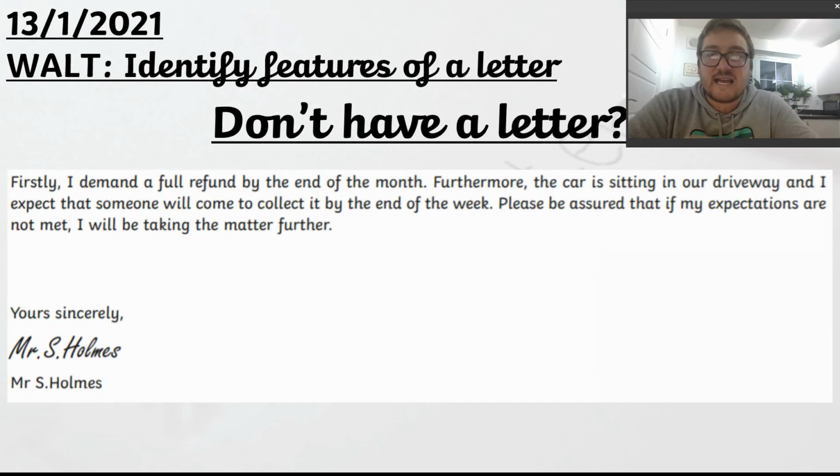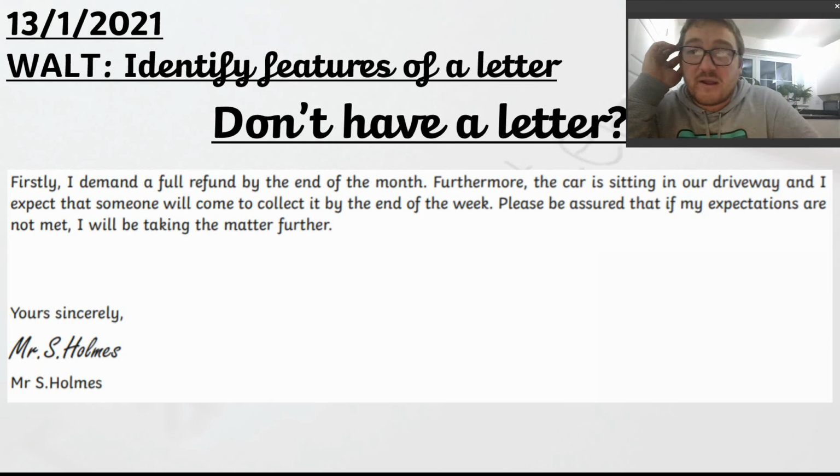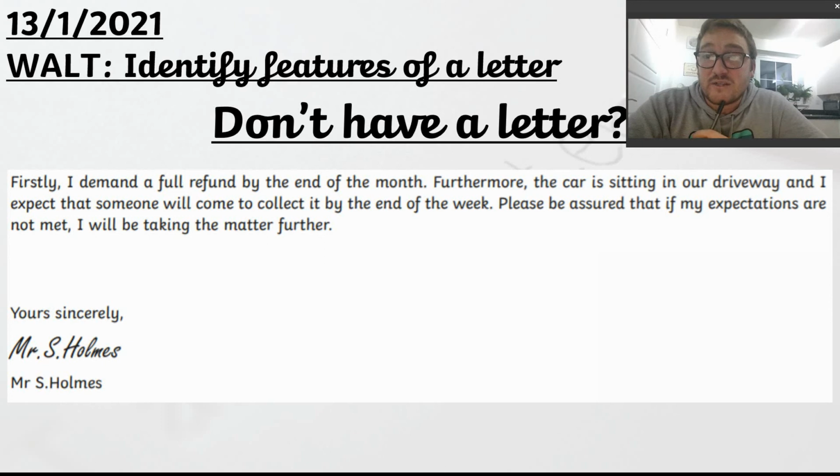Okay, and the last section we've read already, but it says at the bottom there, yours sincerely, Mr. S. Holmes. And he's done it in, looks like handwriting as well. So if you only thought of two things that you noticed that were different about this letter, or if you've noticed another feature on the letter that you haven't necessarily seen before, or looks different to a normal sort of story or text that you may have written, here's your chance to write down any others to add to it.